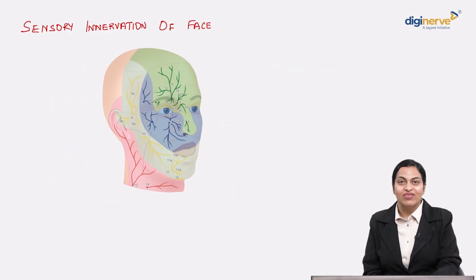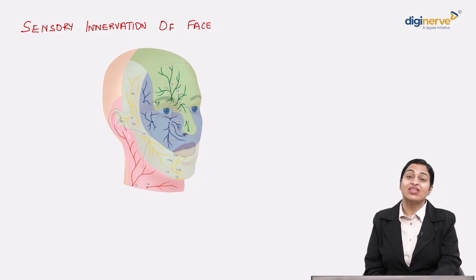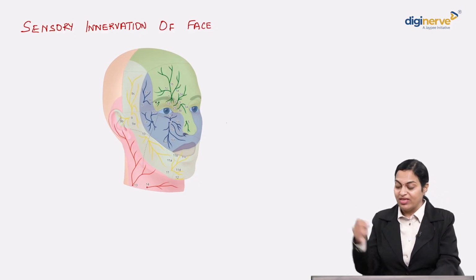So the case scenario given describes the patient having sensory disturbance over the upper and the mid part of the face, corresponding to the ophthalmic division and maxillary division of the trigeminal nerve.